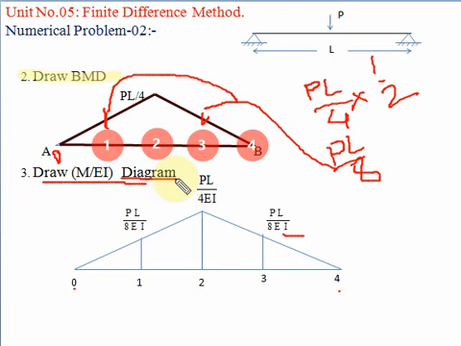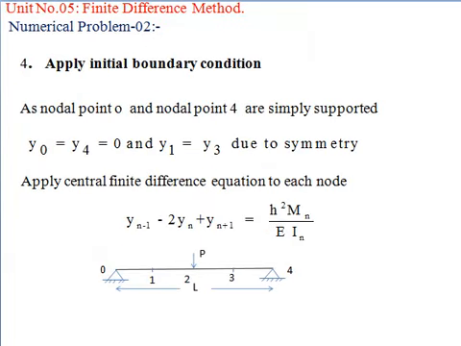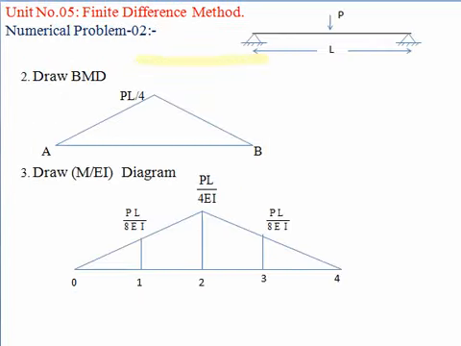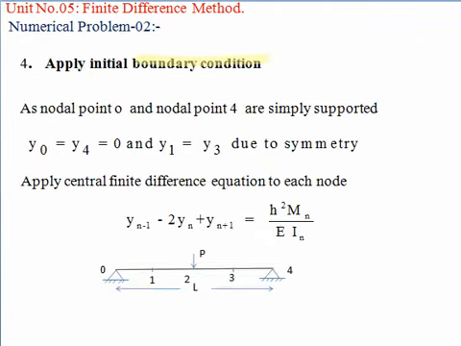Okay, so after drawing the M upon EI diagram, next you have to apply the boundary conditions. What are the boundary conditions now? If you observe the figure, at node 0 and 4 there is a support. So as the support is there, deflection will be 0. Okay, so the boundary condition is what? At node 0 and 4 the deflection will be 0.